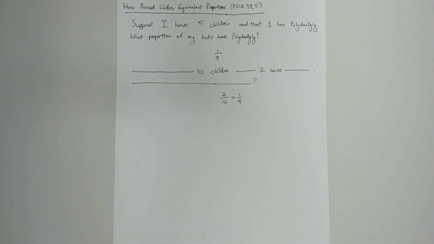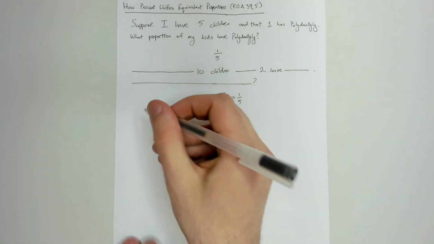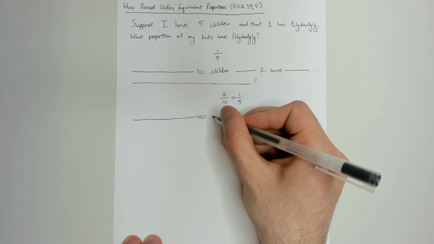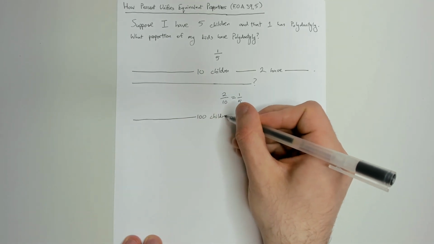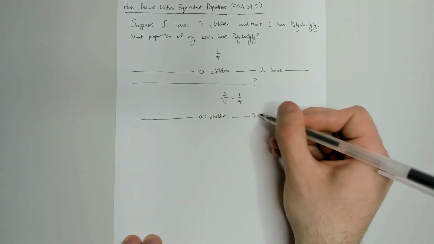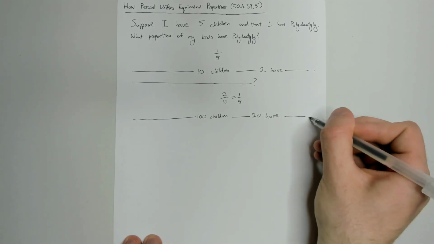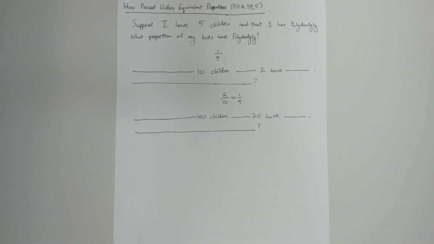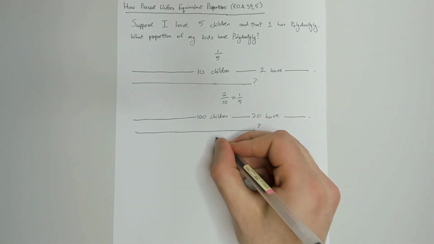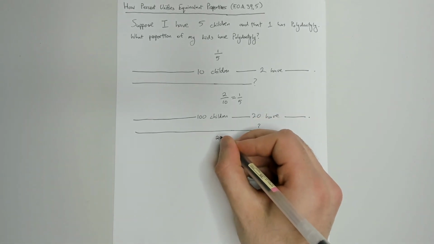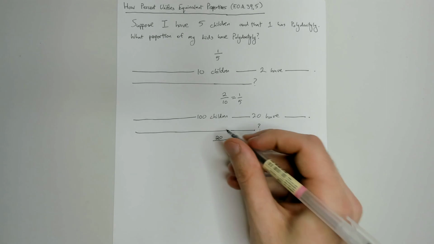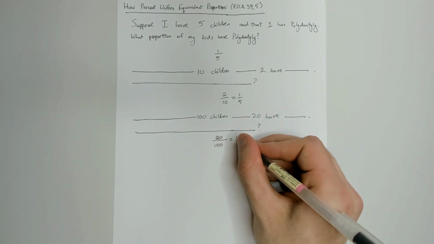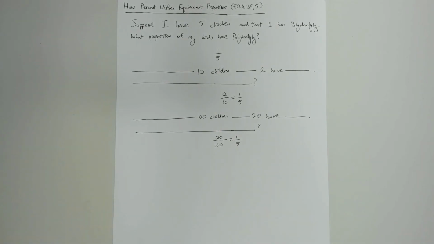Now I'm going to do this again, and then I'll tell you why I'm doing all of this. Suppose now that we have 100 children, and that 20 have polydactyly. What proportion of my kids have polydactyly? Now we take the amount that have the condition, which is 20, out of the total number of children, which is 100. We have 20 out of 100, and once again, this can be simplified down into the same proportion of 1/5.